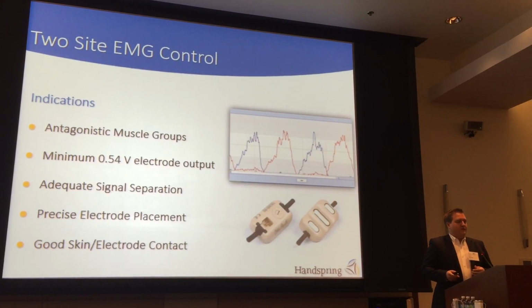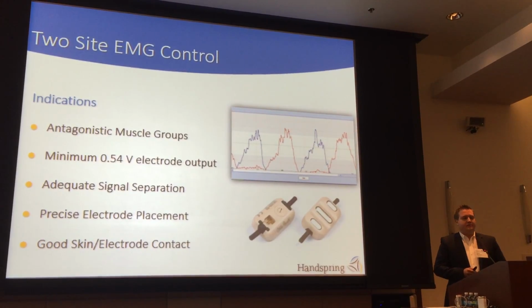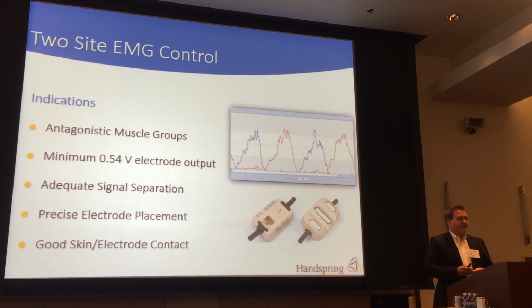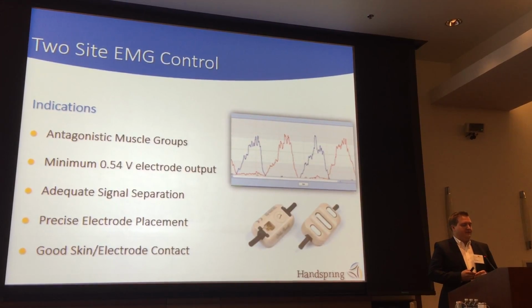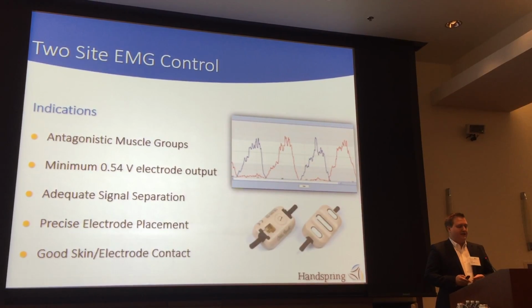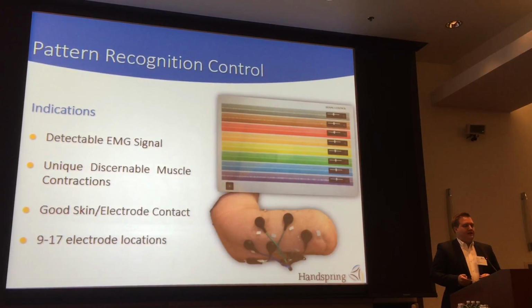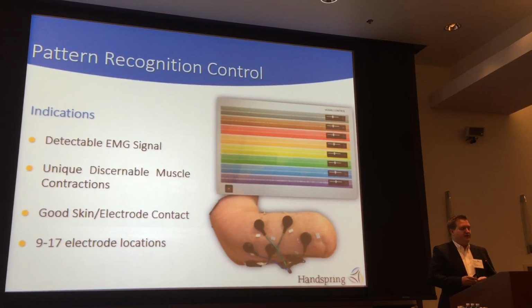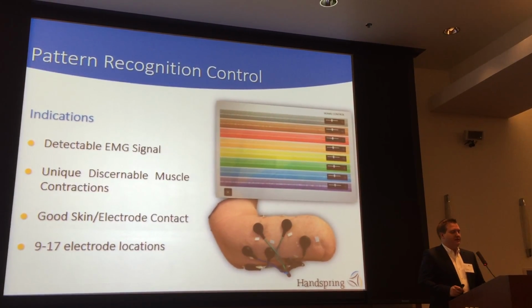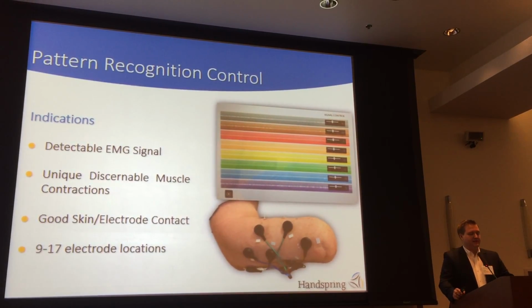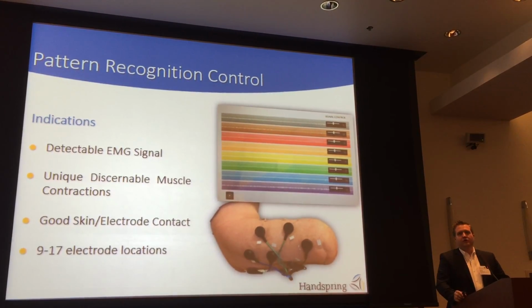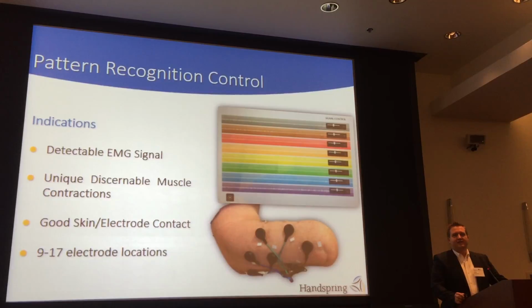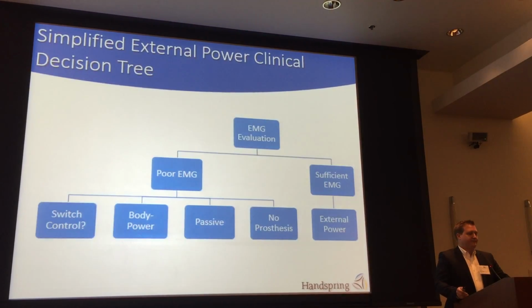We've heard a lot about these technologies over the course of the last day and a half. We know that for two-site control to function properly, you need antagonistic muscle groups, minimum threshold voltage, adequate signal separation, precise electrode placement, and good skin electrode contact. Conversely, for pattern recognition, you need detectable EMG signals, discernible muscle contractions, good skin contact, and as was mentioned previously, room on the residual limb for different electrode positions.